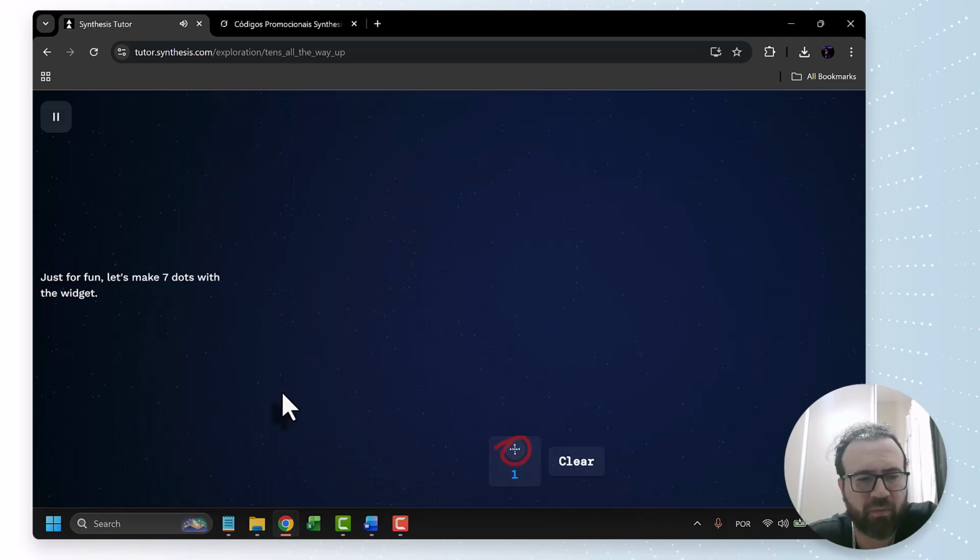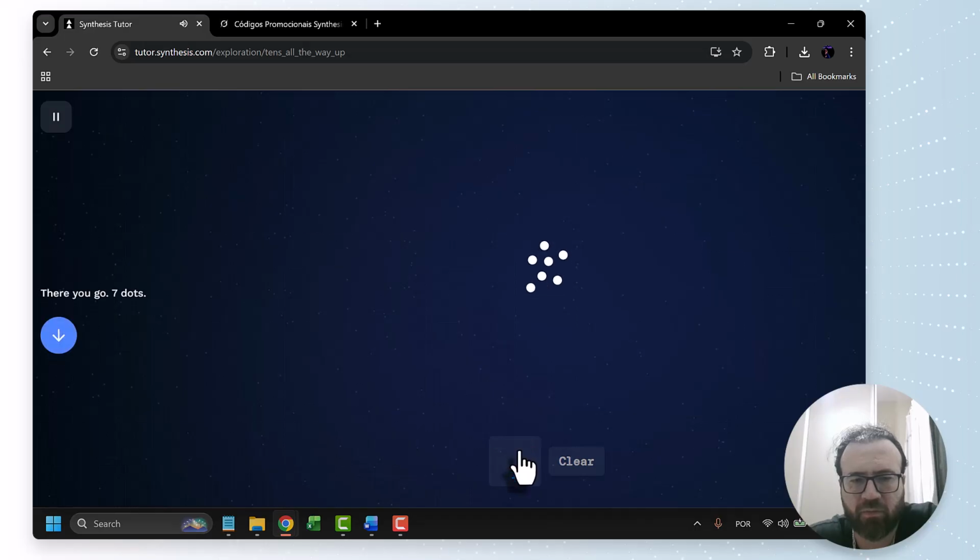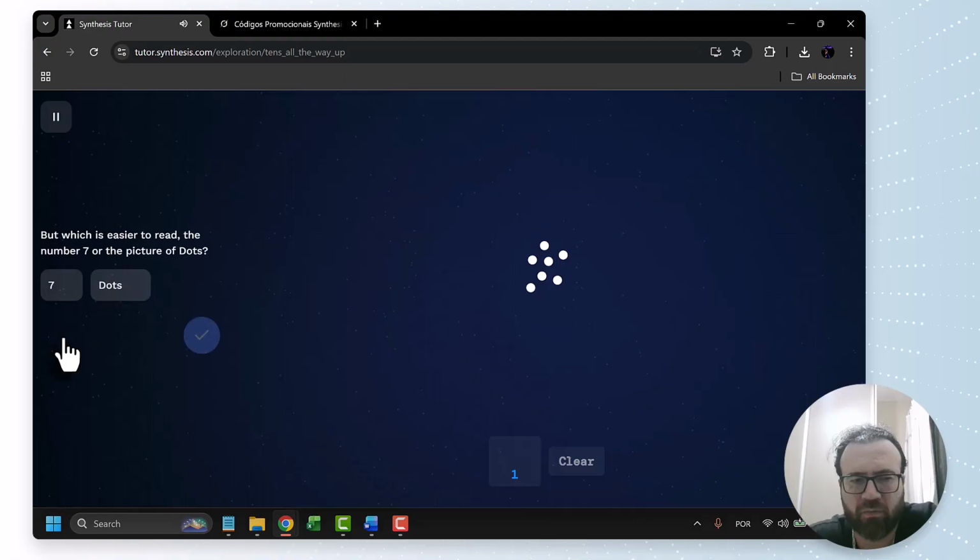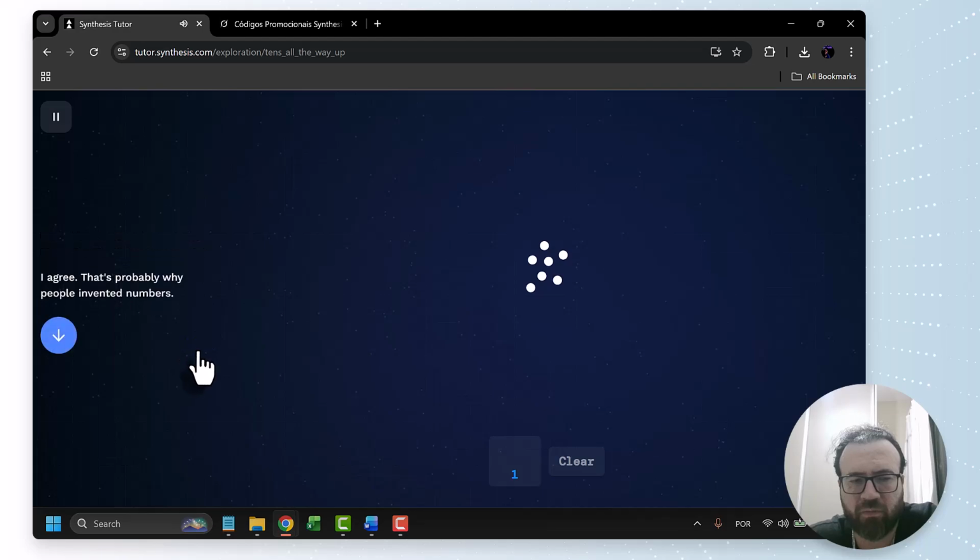Just for fun, let's make 7 dots with the widget. 1, 2, 3, 4, 5, 6. There you go, 7 dots. Dots like these are a perfectly fine way to keep track of things. But which is easier to read, the number 7 or the picture of dots? I agree. That's probably why people invented numbers.